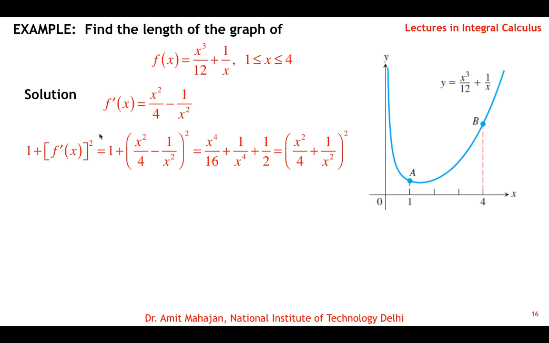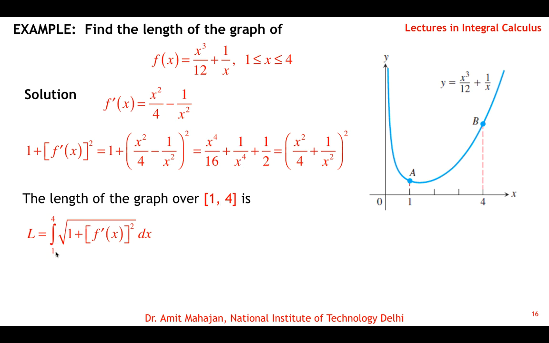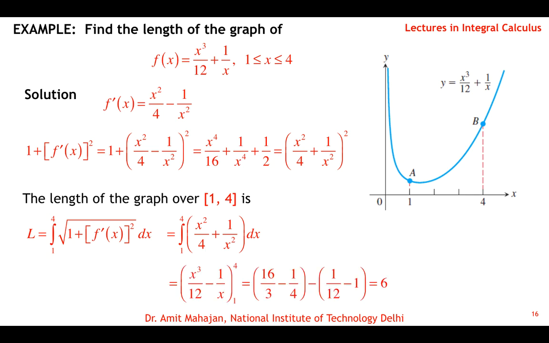So if you calculate 1 plus f dash squared from here, 1 plus this f dash value squared, we can square it, add a 1, and then rewrite it as a whole square. The length of the curve by formula is the integral from a to b, where x goes from 1 to 4, of root of 1 plus f dash squared dx, and 1 plus f dash squared is this whole square, so the root will be simply this value, x squared by 4 plus 1 by x squared. If we now simply integrate and substitute the upper limit for x minus the lower limit of x, we can calculate that the length of the curve from a to b is 6 units.